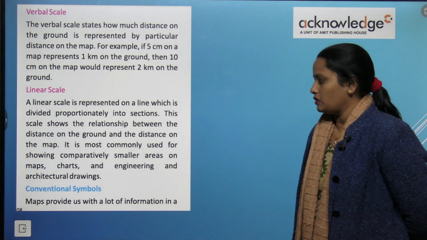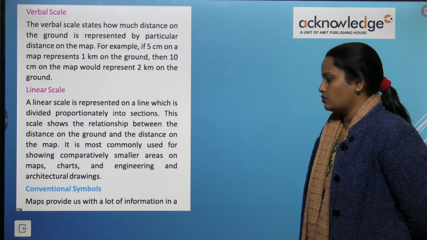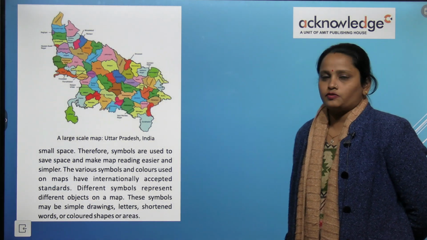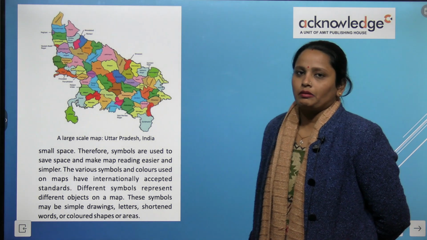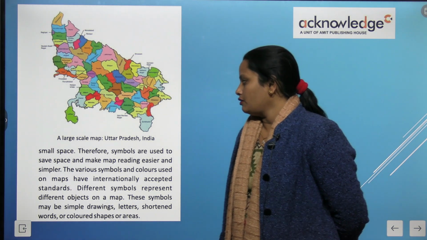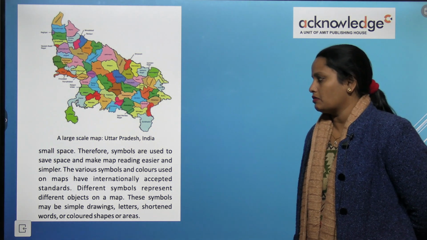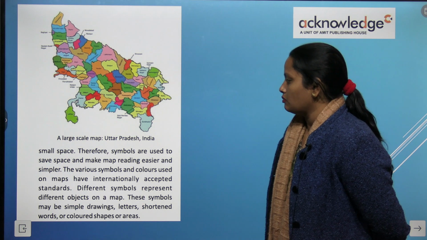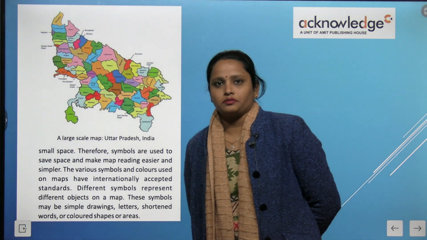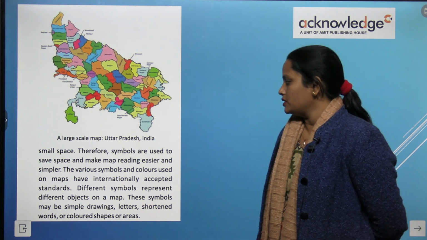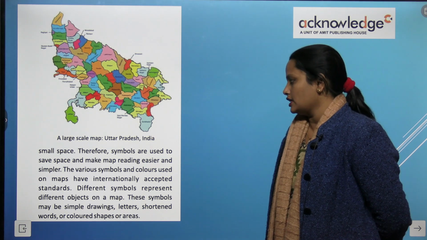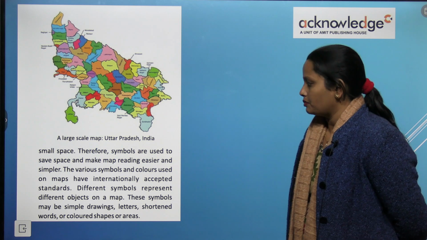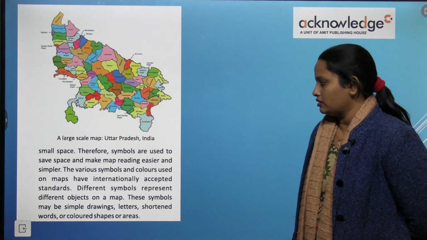The next is conventional symbol. Maps provide us with a lot of information in a small space. So एक छोटी सी जगह में मैप हमें बहुत सारी information देते हैं. Therefore, symbols are used to save space and make map reading easier and simpler. इसलिए symbols को use किया जाता है ताकि map reading को easy किया जा सके, simple किया जा सके. The various symbols and colors used on the maps have interestingly accepted standards. So जो भी colors आपको दिख रहे हैं इनके कुछ अपने अपने international accepted standards हैं.